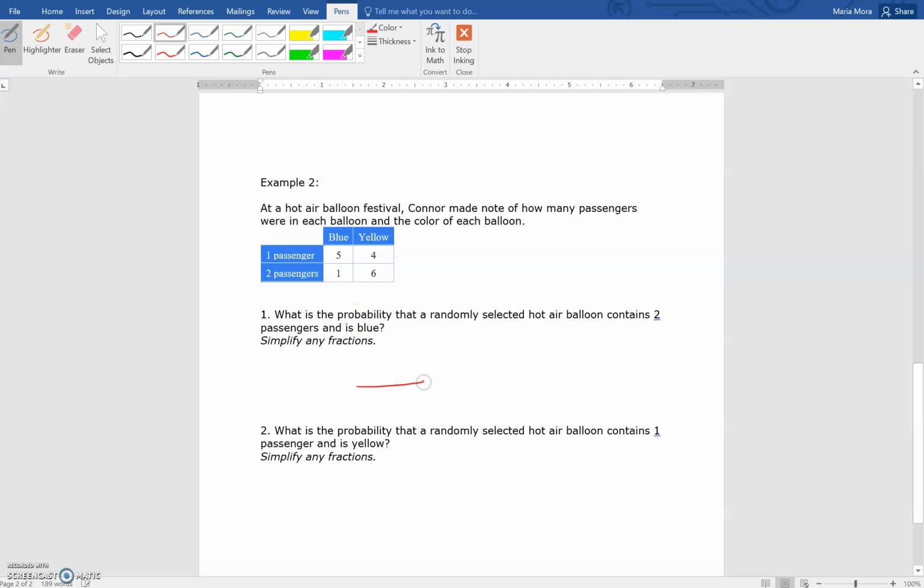So the total number of outcomes in the whole table would be 5 plus 4 plus 1 plus 6. So that's 5 plus 4 is 9, plus 1 is 10, plus 6 is 16. What is the probability that a randomly selected hot air balloon contains 2 passengers and is blue? So here's 2 passengers, and it's blue. So 2 passengers and it's blue would be 1 out of 16, and that is simplified. When you put this in IXL, you will be putting 1/16.